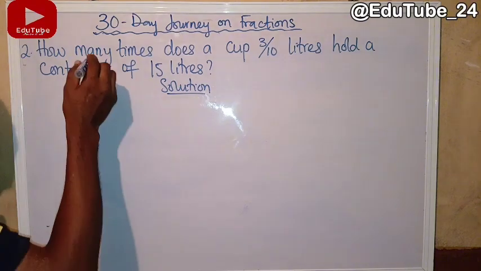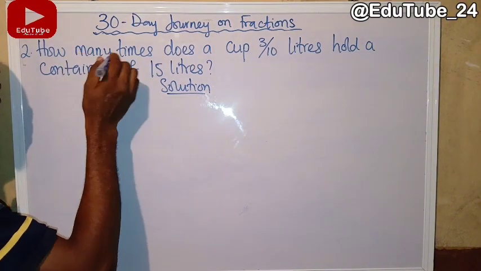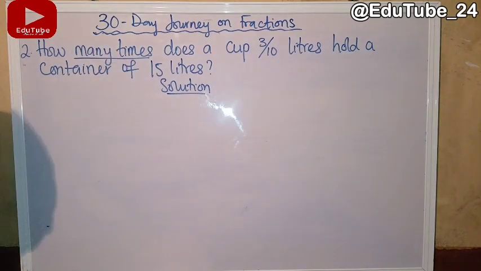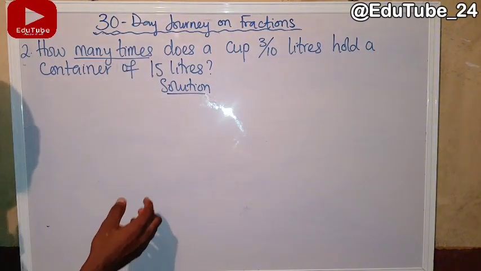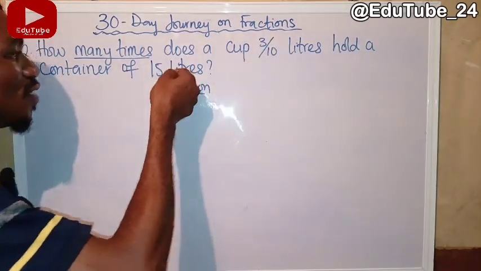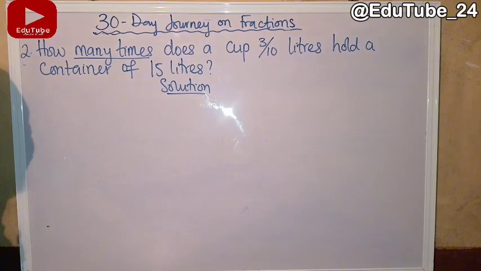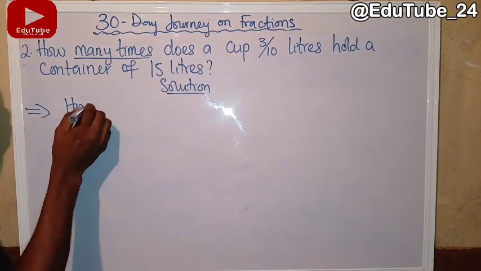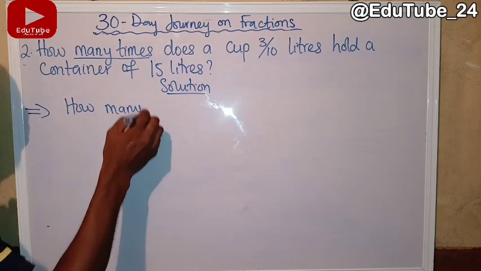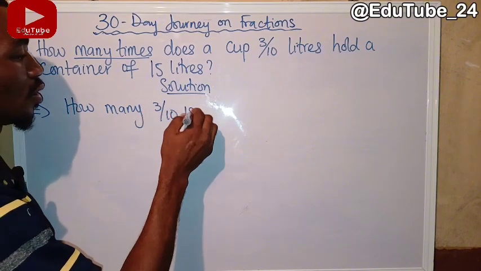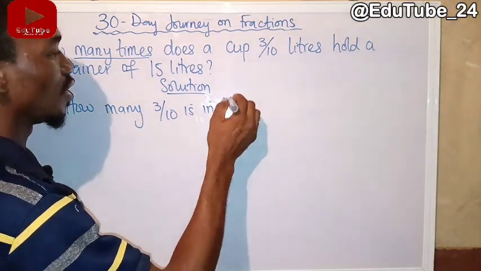Now, there's a key word for us to note here, which I have also explained in my previous lessons. How many times? Whenever you hear how many times, that simply means division, because it can be interpreted as how many times can you count this in this. That is, how many of this cup can you take out from these liters? So we go straight to the point by interpreting it simply as how many 3 over 10 is in 15 liters.